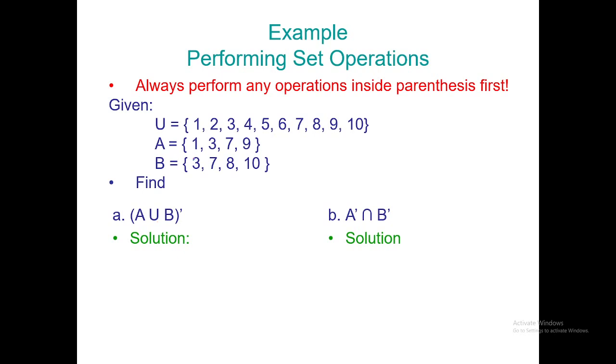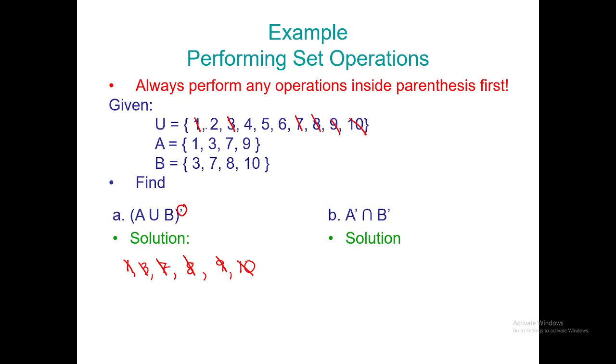I will write the A union B. 1, 3, go on. 8, 9, 10. Okay. Next, we have the universal set. Meaning, I will remove 1, I will remove 3, I will remove 7, I will remove 8, 9, and 10 because of this complement symbol.